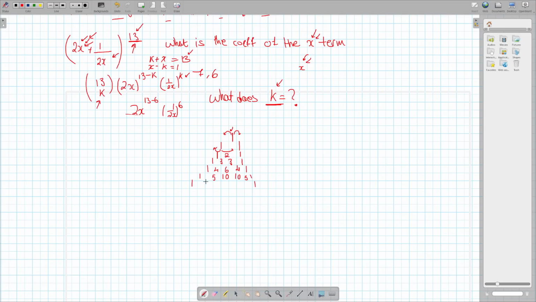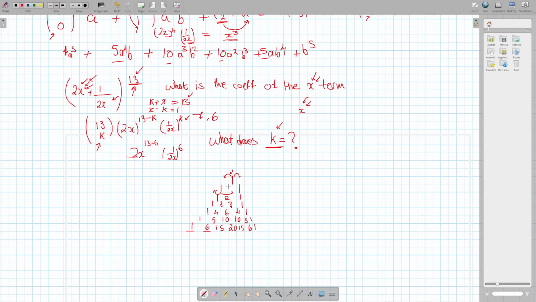I'll do this last one now. 5 plus 1, 6. 5 plus 10, 15. We finish these two from these two together. 10 plus 10, 20. 10 plus 5, 15. 5 plus 1, 6. So if you realize, it goes 1, 5, 10, 10, 5, 1. 1, 4, 6, 4, 1. So it goes like backwards, you know what I mean? 1, 6, 15, 20, 15, 6, again, 1. So this is the order of the coefficients.